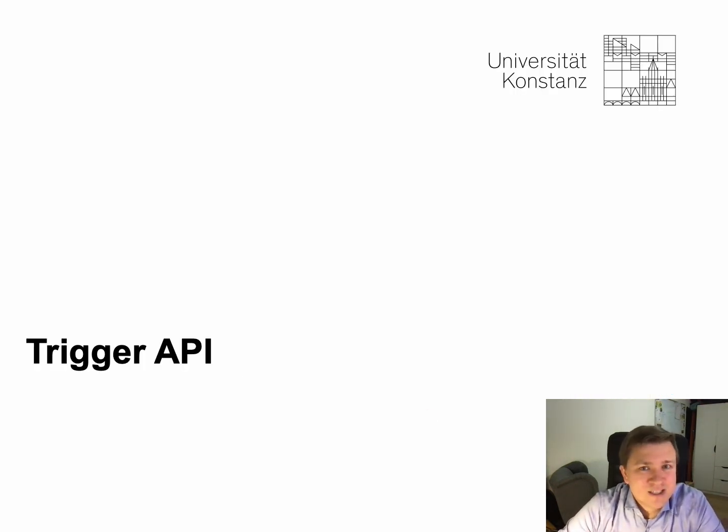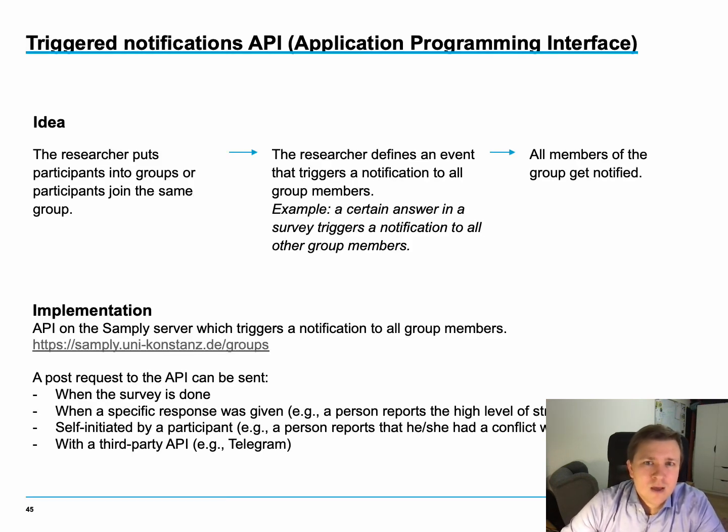That's it about geofencing, and finally I would like to briefly talk about the Trigger API. To give you a more concrete idea about the Trigger API, let's think about the following example. Let's say we created a group of participants, for example, students of the same class. Then the researcher can define an event that will trigger notifications to all group members. For example, this event could be a specific answer in a survey. In this case, if one of the participants gives that answer in the survey, the notification is sent to all group members.